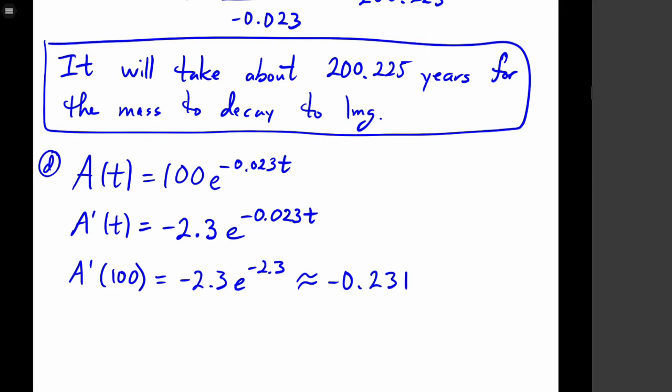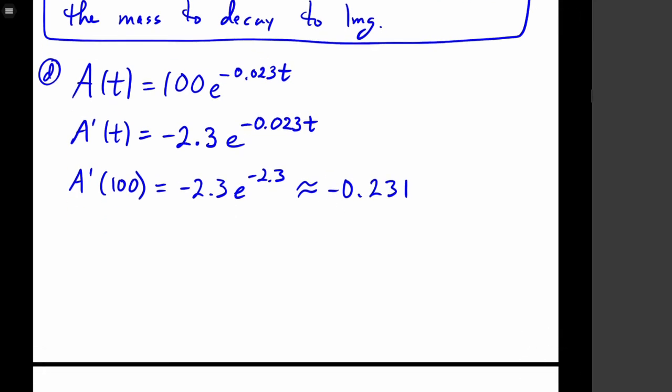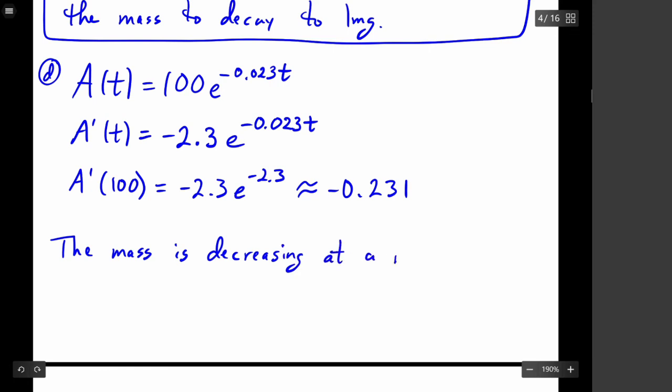All right, so what does this mean? Since the rate of change is negative, that means the mass is going down, which is what you expect. The way we interpret this, though, is we say that the mass is decreasing at a rate of 0.231 milligrams per year after 100 years.